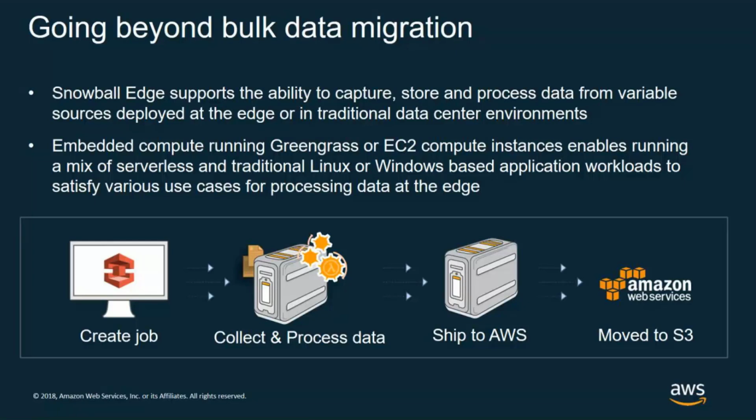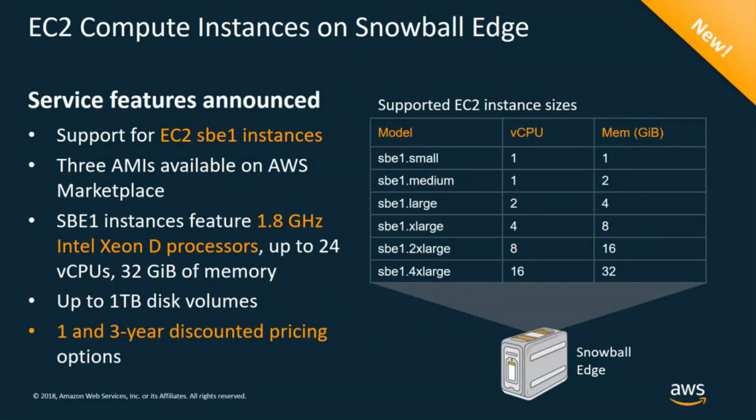Workflow-wise, you'll still be creating jobs via the Snowball Management Console with the addition of specifying specific Lambda functions and/or EC2 AMI images that you want to have available local to the Snowball Edge, wherever it may be deployed. Again, the idea here is that connectivity back to AWS is not required to sustain local data processing or affiliated workloads running on Snowball Edge.